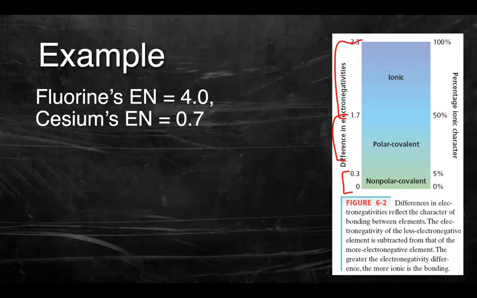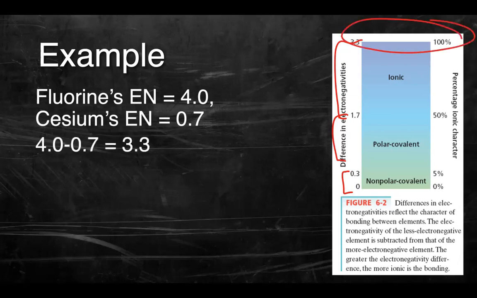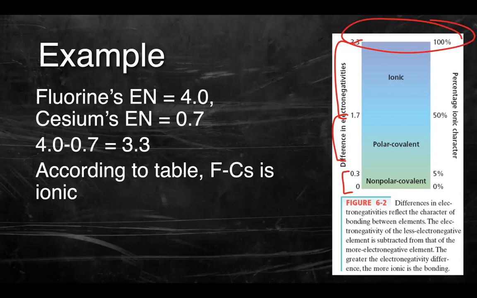So here's an example. Fluorine's electronegativity is 4.0. We know that because it's been given a random assignment of a value of 4, and all of the other elements are compared to fluorine. Cesium is 0.7. So if you have a compound that is made from cesium and fluorine, you would subtract these two numbers. The difference is 3.3. So it is 100% ionic. That would be a 100% ionic bond.